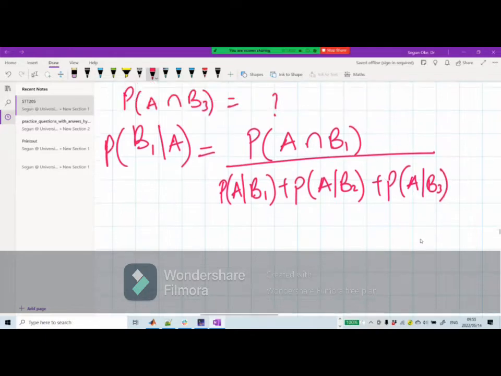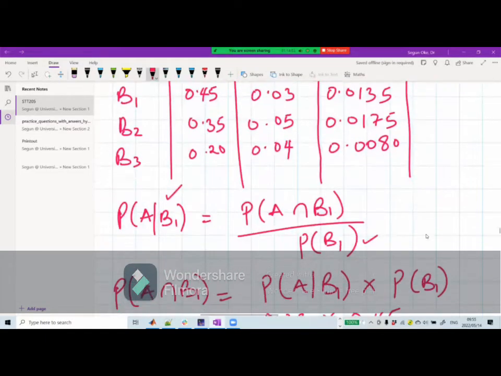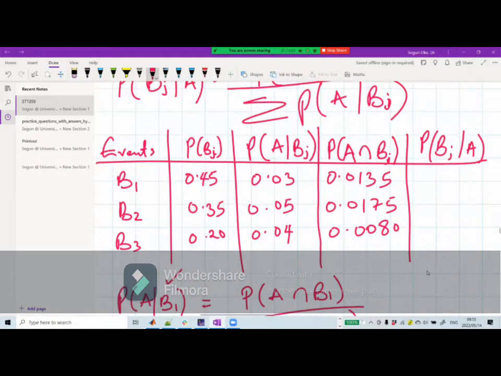Now, what you need to do is add everything together here. B3 is 0.008. What is the answer, please? It's the same thing, 0.008. Okay, let me remove it. Can somebody add this column together for me?